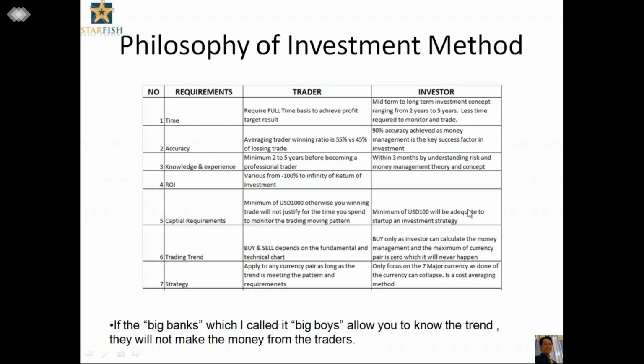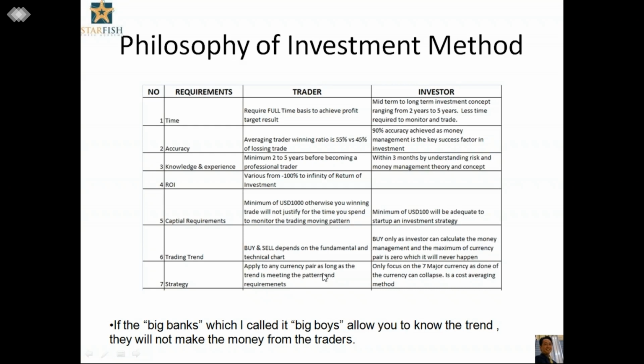However, for investors, the minimum is 100 US dollars, which indicates how to start an investment strategy, or simply tag to one of the PAMM Masters whom you believe can give you the profit that you want. In terms of trading trend, there are a lot of times to buy or sell, depending on the fundamental and technical chart. For investors, you need to calculate the money management, make sure that it doesn't hit the bottom level of the price. And lastly, strategy.